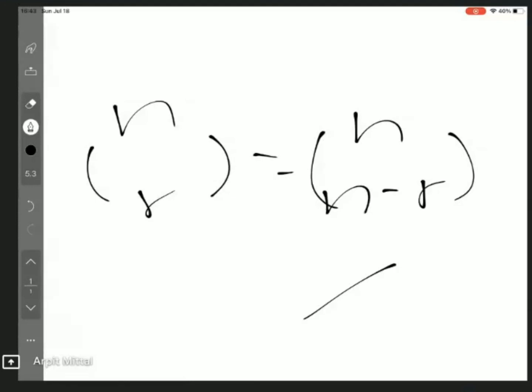So now we can do something called Vandermonde's identity. What this says is that the sum, so actually we have to first introduce sum notation. This symbol is a capital sigma. It means sum. And then we have an index at the bottom.